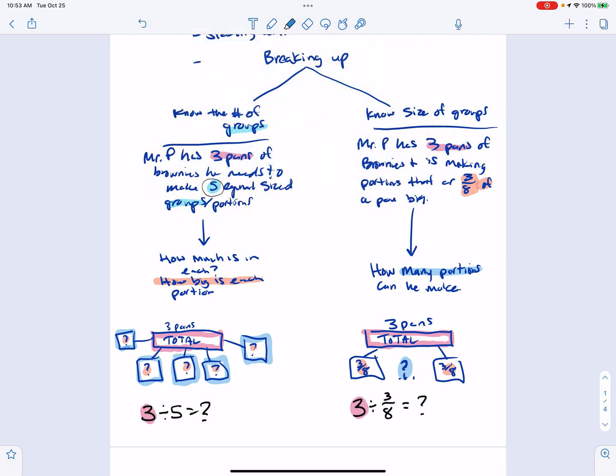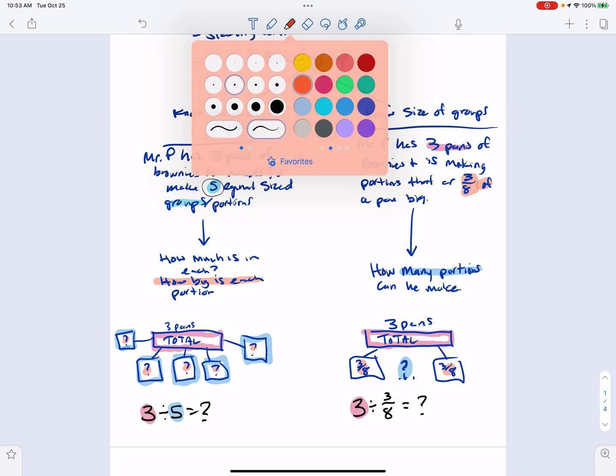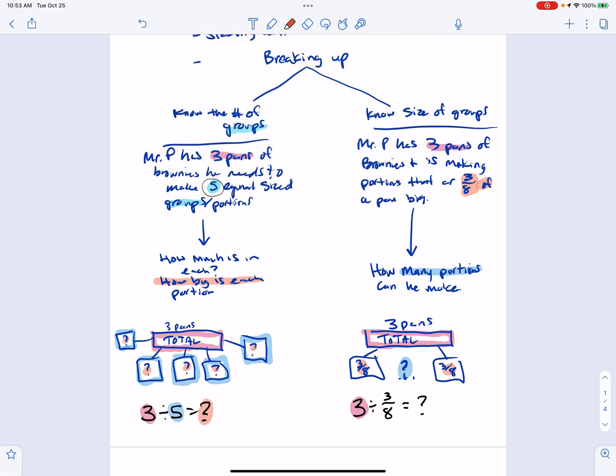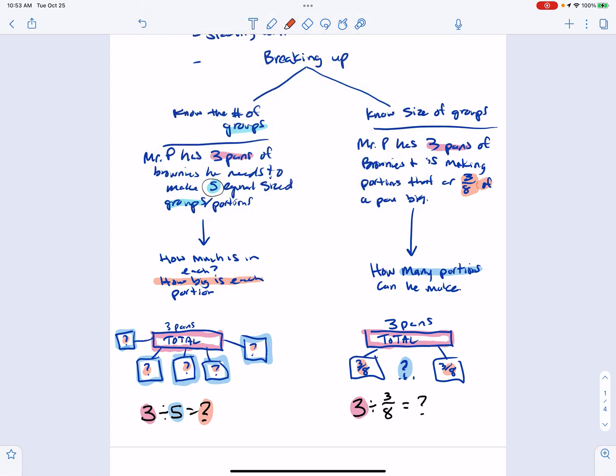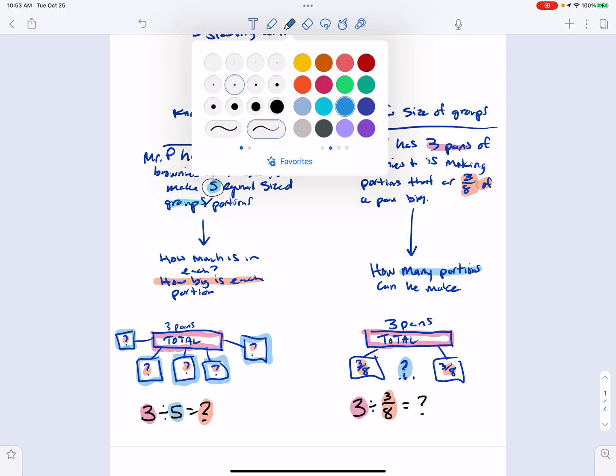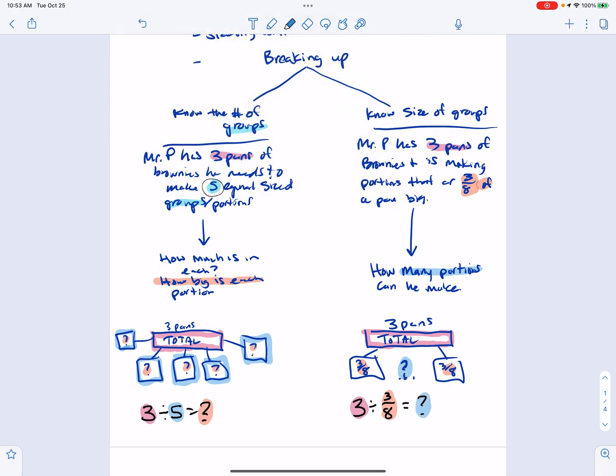On the left side, we know the number of groups. We have 5 groups, and we're looking for how big is each. On the right side, we have our 3 groups. We know that each group is going to be 3/8 big, and we want to know how many groups. So this is our total. This is the number of groups. And this is the size of each.